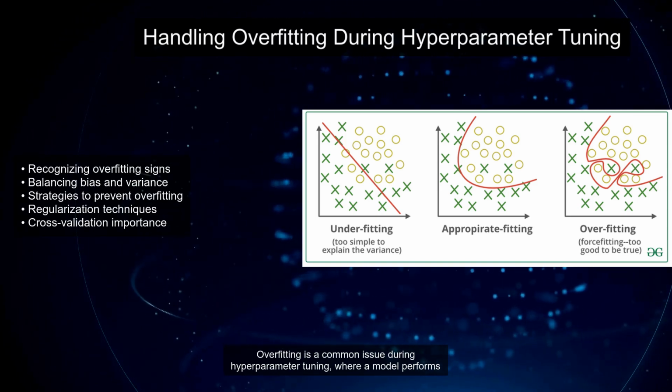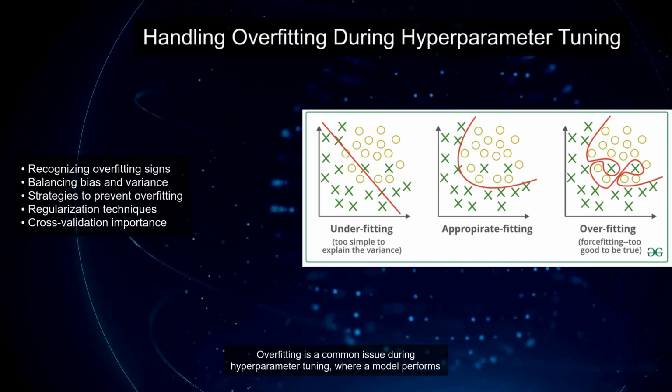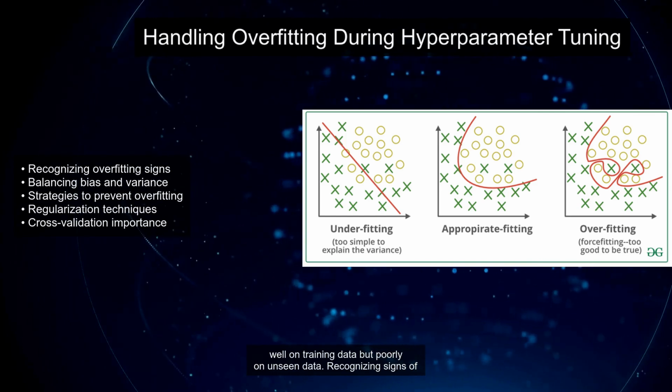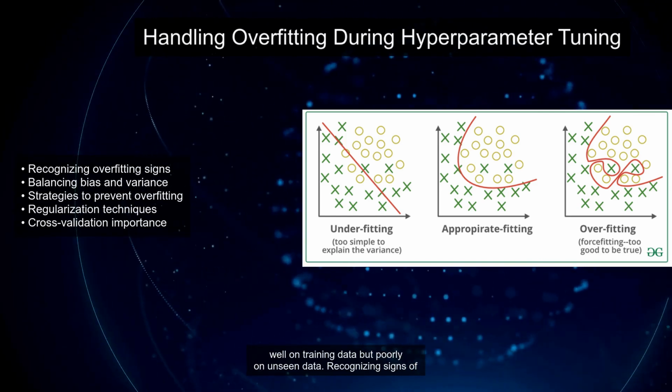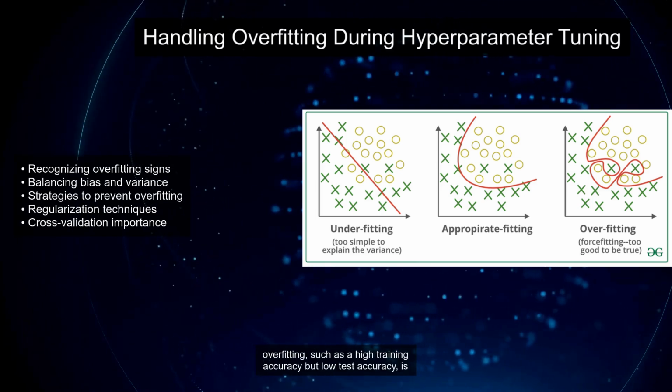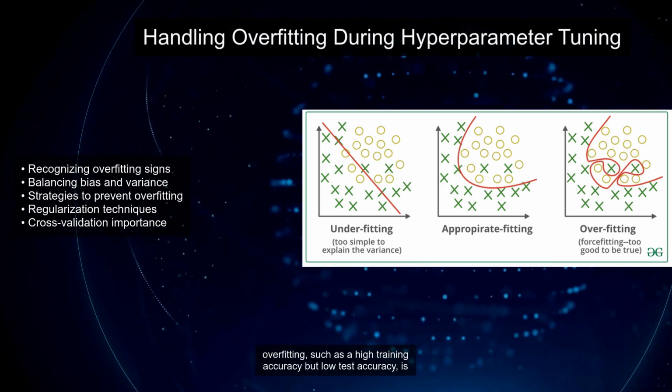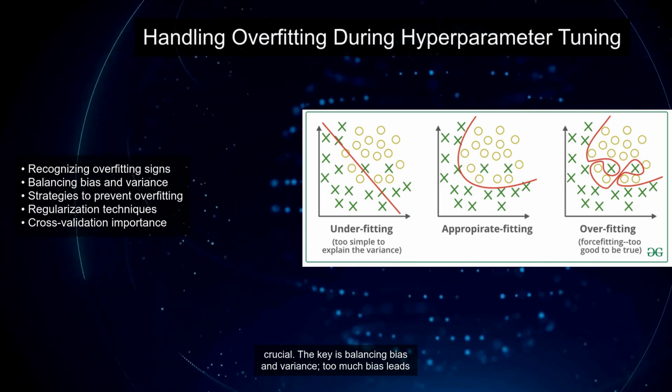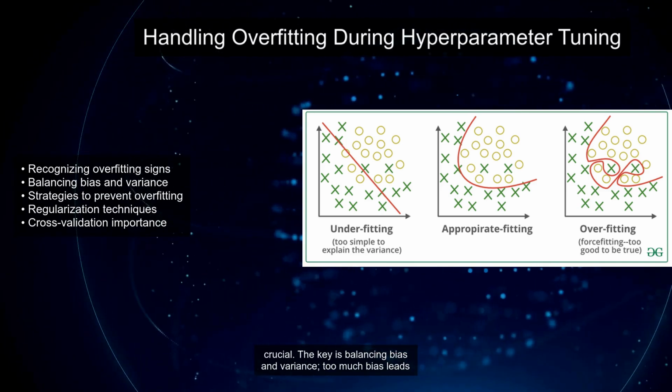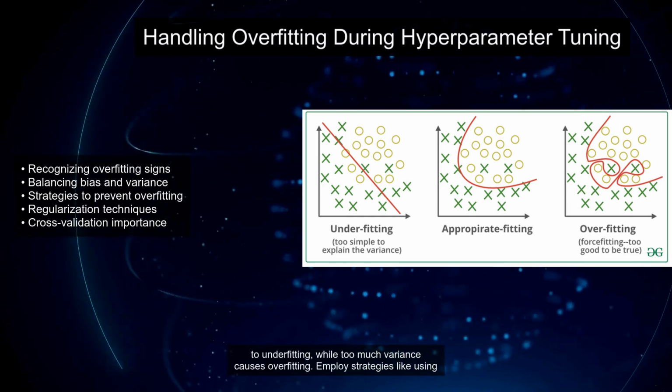Overfitting is a common issue during hyperparameter tuning, where a model performs well on training data but poorly on unseen data. Recognizing signs of overfitting, such as a high training accuracy but low test accuracy, is crucial. The key is balancing bias and variance. Too much bias leads to underfitting, while too much variance causes overfitting.